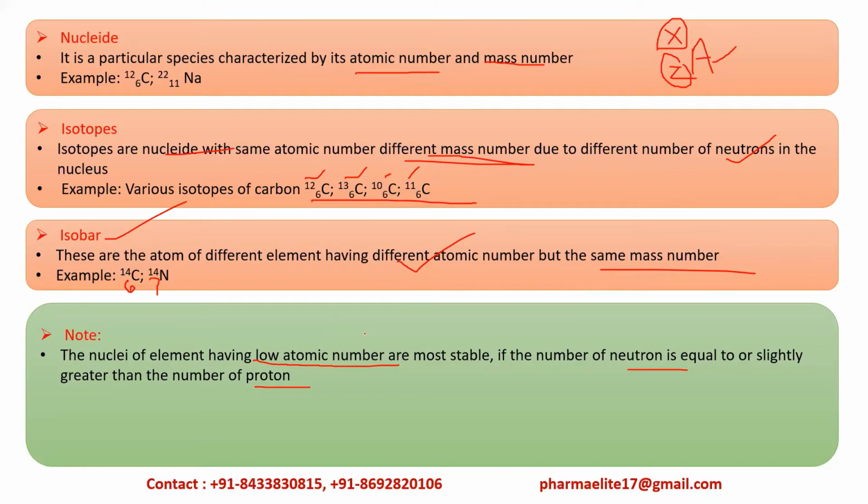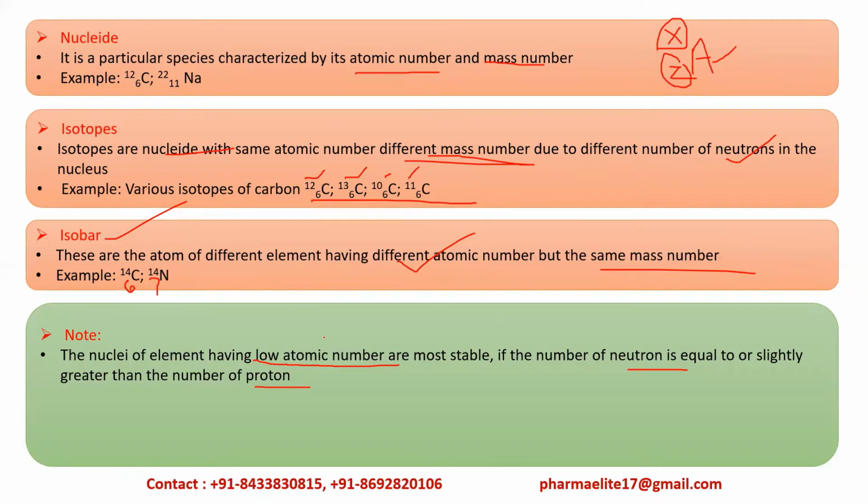Okay, there can be slight variations, but whenever there is a huge difference between protons and neutrons, that is when radioactivity sets in, to stabilize the nuclei. जब भी न्यूट्रॉन्स और प्रोटॉन्स में बहुत ज्यादा वेरिएशन होता है, बहुत ज्यादा डिफरेंस होता है, तब वो जो न्यूक्लियाई है वो अनस्टेबल होता है.